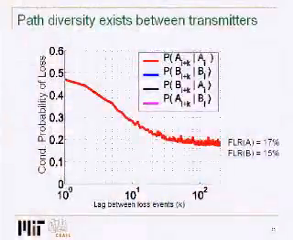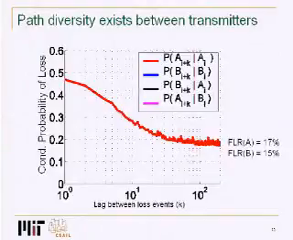Cross-conditional loss probability shows independence, but why are we interested in auto-conditional probability? The reason is that in our system, we can only have one transmitter transmitting at a time. We cannot have simultaneous transmitters. So we have to compare the two loss probabilities to see if there are any benefits of doing this kind of fine-grained path selection in transmit diversity.